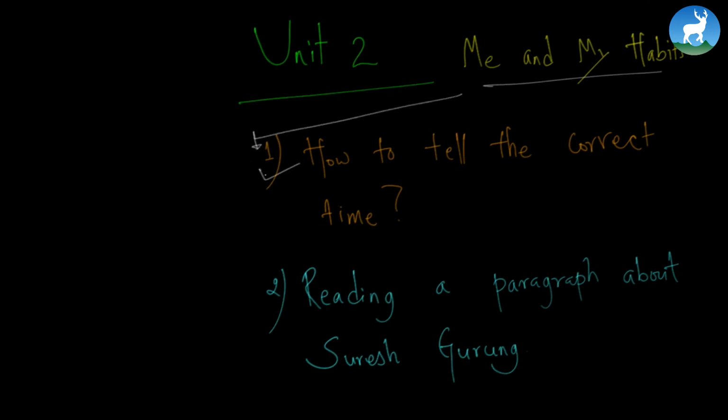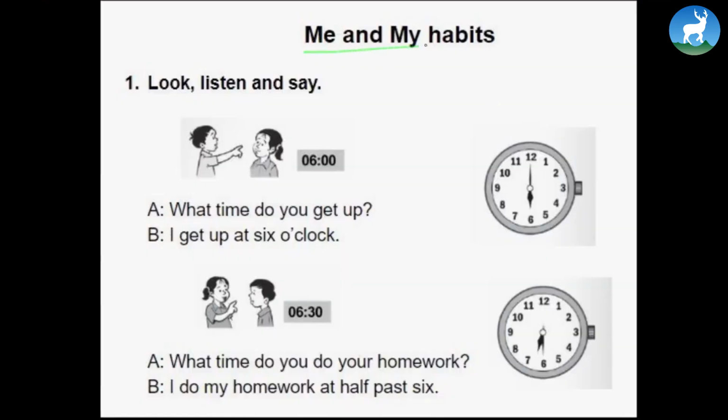The first one is learning how to tell the correct time. In this section I shall teach you how to look at a wall clock or any clock or watch and tell the correct time. And we'll also go and read a paragraph about Suresh Gurung and try to solve the comprehension questions that are given at the end of the book. I mean at the end of the chapter, right? So let's begin. Okay, Me and My Habits, that's the unit's name.